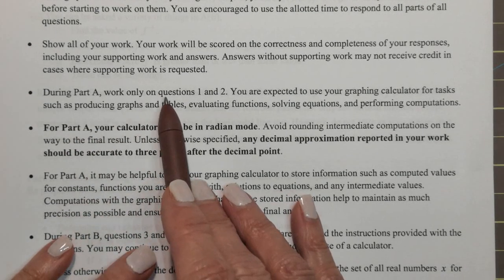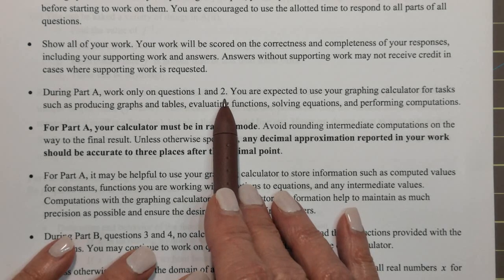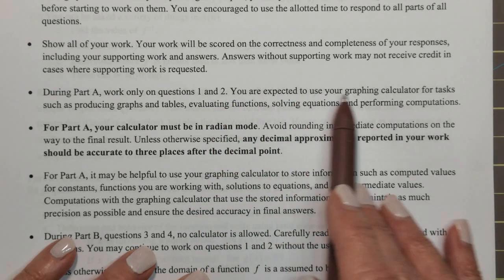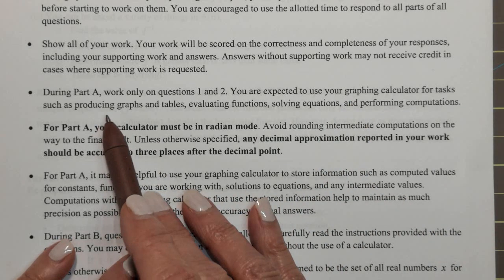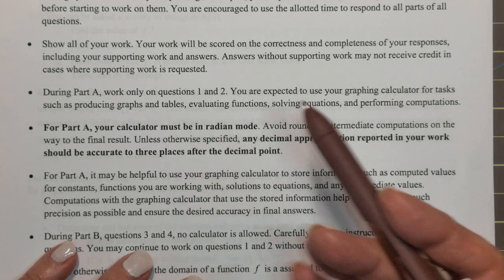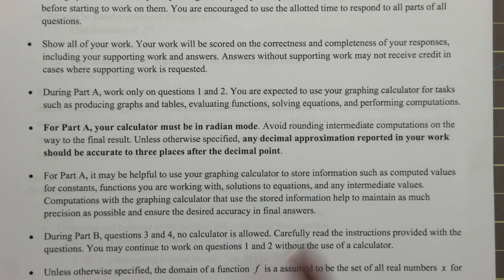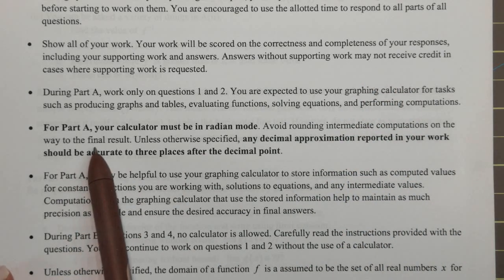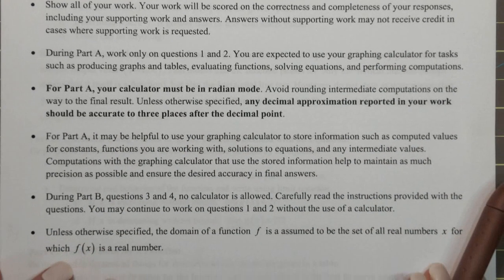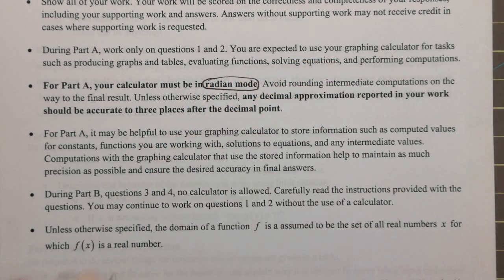During part A, you can only work on questions 1 and 2. Those are with a calculator. You are expected to use your graphing calculator for tasks such as graphing, using tables, evaluating functions, using your stat feature to get models, things like that. For part A, your calculator must be in radian mode. I will remind you of that before you walk down there that day, but it has to be in radian mode.